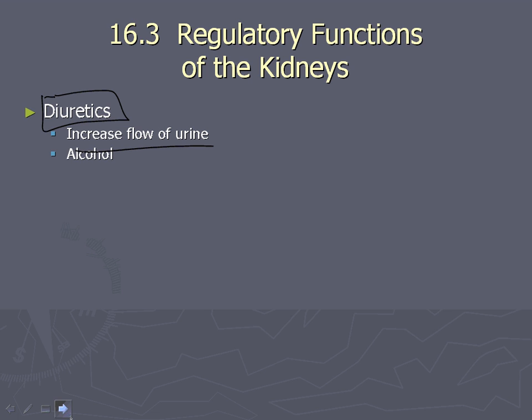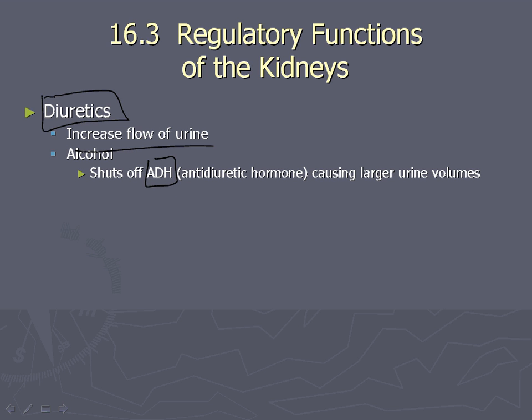So one of the impacts of diuretics, like alcohol, is it shuts off the ADH. So what happens is it causes larger urine volumes. Like we were saying, if ADH is shut off, it stops the permeability of water. So water's stuck in the kidneys and it gets excreted out. So that's why large amounts of urine will be secreted if people are consuming alcohol.